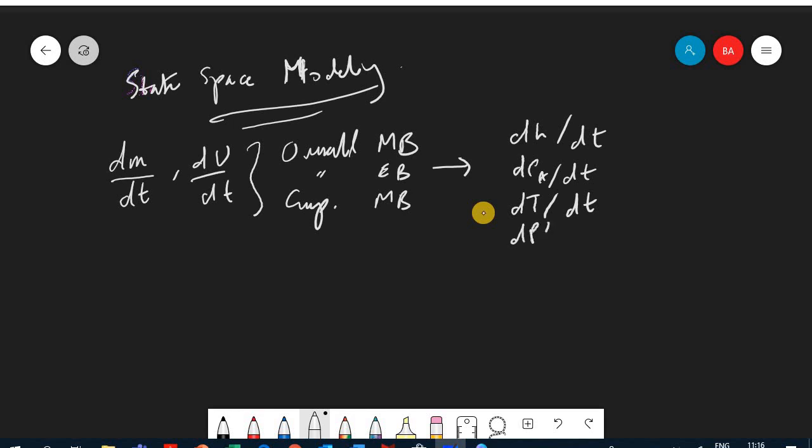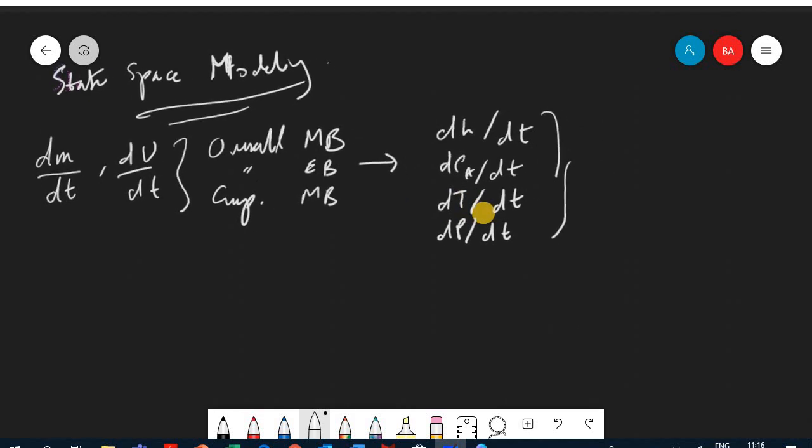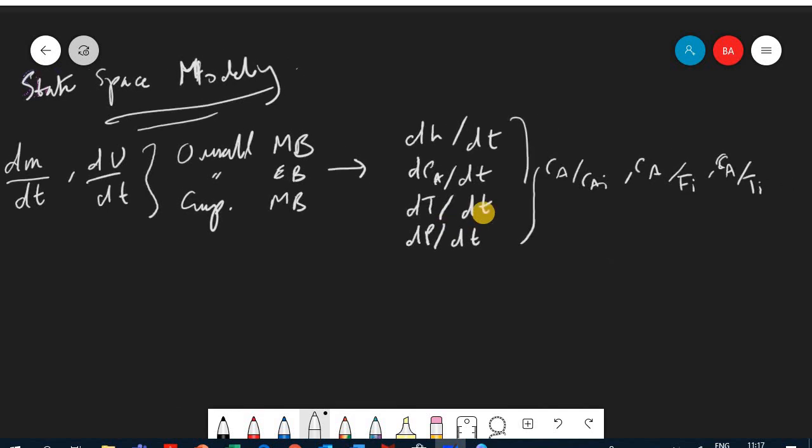When we studied all that for different systems, we studied the relationship between how the height changes if the input flow rate changes, how the height changes if the output flow rate changes, how the concentration changes if the input concentration changes, how the output concentration changes if the input flow rate changes, how the concentration changes if the input temperature changes, and how the temperature changes if the temperature of the cooling coil changes, and so on. So we had many different studies.